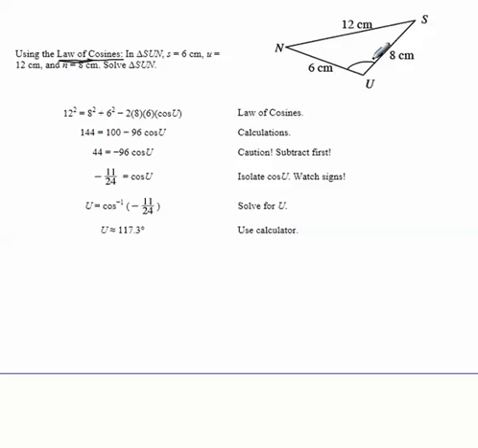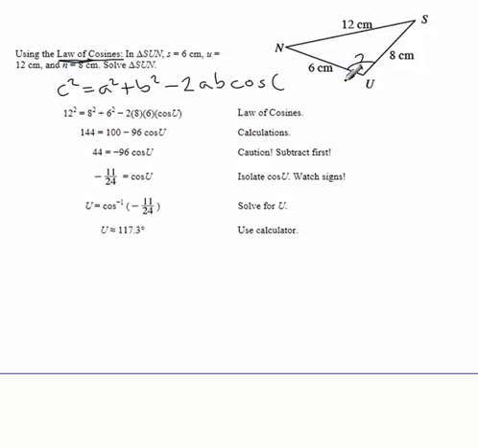Okay, and we're going to use the law of cosines. So this is what we're looking for here, the value of angle U. If you remember, law of cosines says c squared is equal to a squared plus b squared. It's just like the Pythagorean theorem, and then minus 2 times a times b times cosine of C. Okay, so what all of these mean is basically your A and B are your sides, and C would then be the angle between those two sides.